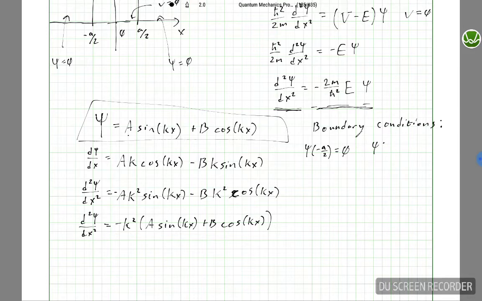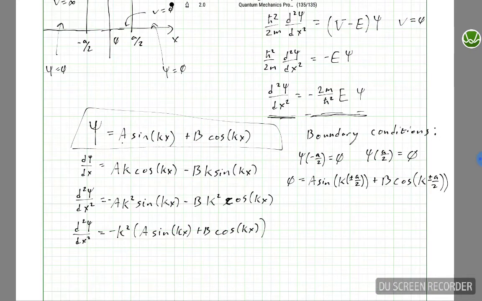We also know that psi of positive a over 2 has to equal 0. So I have 0 equals a sine of k times plus or minus a over 2, plus b cosine k of plus or minus a over 2.